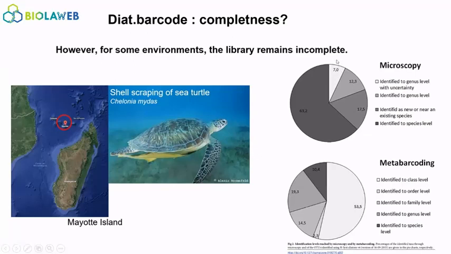Because it was very small, we would need some in-depth scanning microscopy. We started, but it was really too important a taxonomical work. But you can see that for 63% of the reads we could put a species name. With DNA metabarcoding using Diat.barcode, only 10%. So you can see here there is really a gap for some habitats and in these very particular environments.